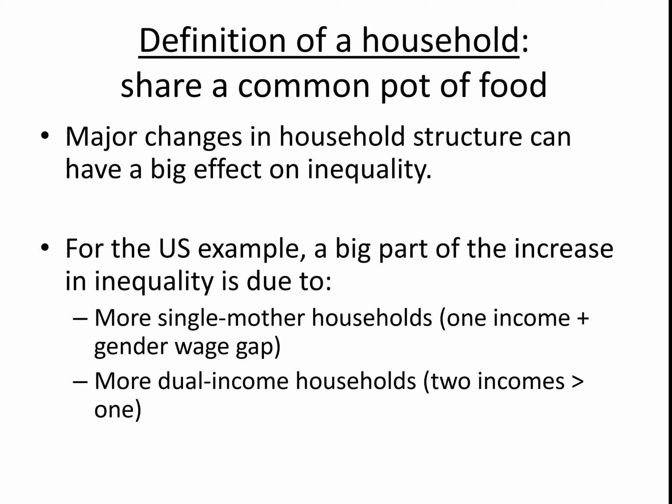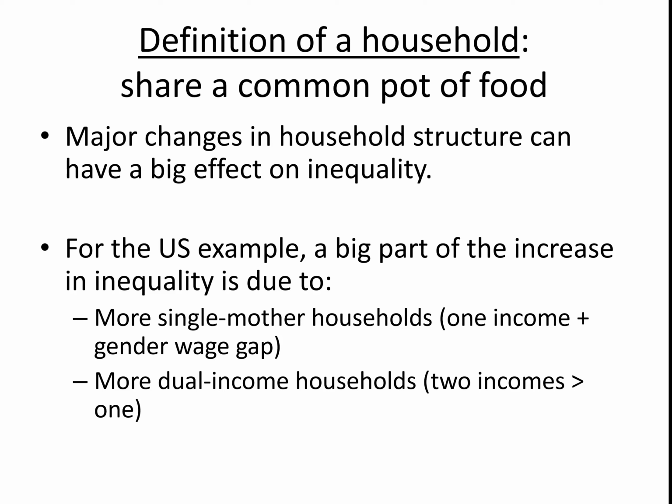So in the U.S., there have been major changes in household structure, and when that happens, it has a big effect on inequality. A big part of the change in inequality in the US is not necessarily due to some people getting higher incomes than they did before and some people getting lower. That is part of it, but a big part of it is the change in household structure. This is the change from the 1970s until the early 2000s.